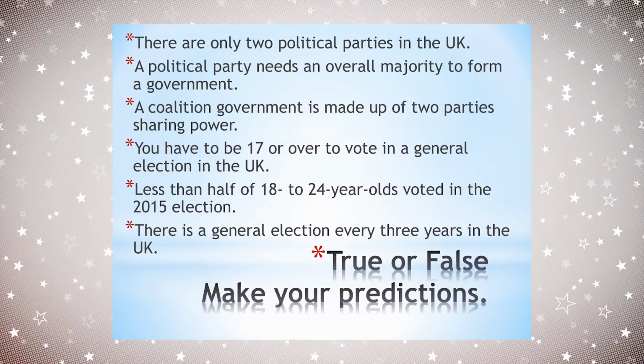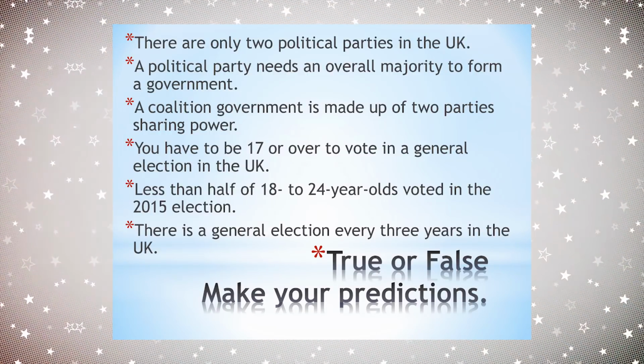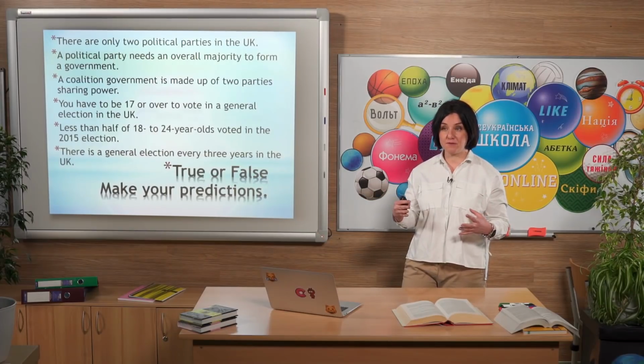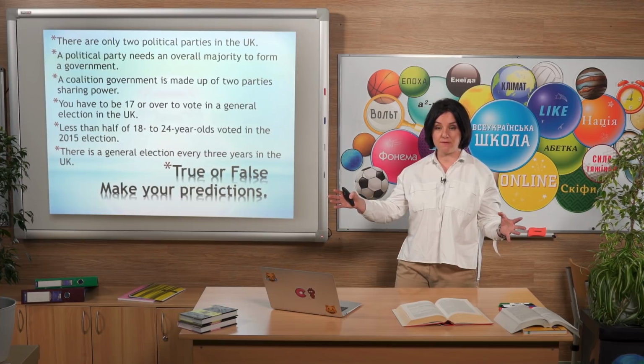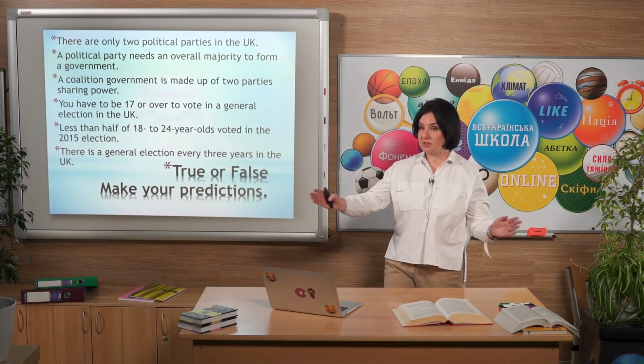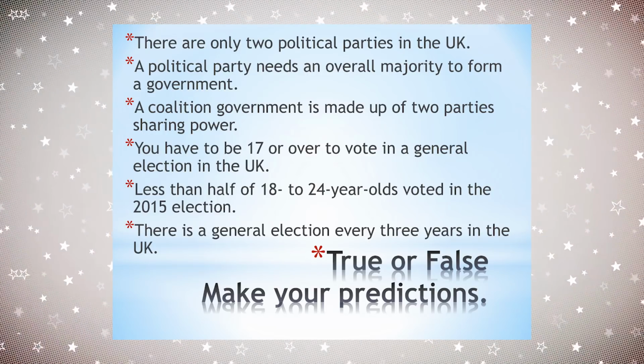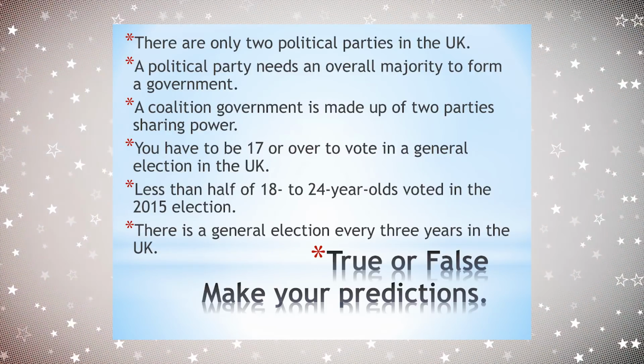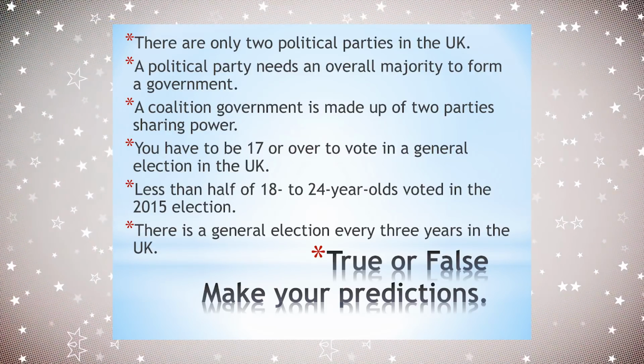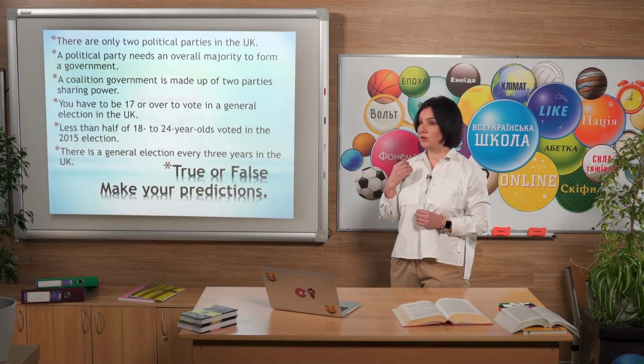So, number 3, a coalition government is made up of two parties sharing power. Coalition government, in Ukrainian we have nearly the same word, coalition. So, two parties sharing power. Do you remember the verb share? Okay, it means to divide the power between two parties. Then comes, you have to be 17 or over to vote in a general election in the UK. Well, I know about elections in Ukraine, and I know that I have to be over 18 to be able to vote. So let's see if it's true for the UK or not.